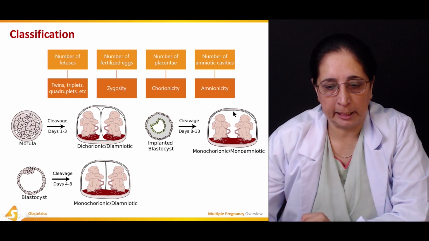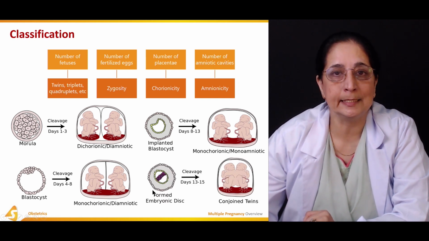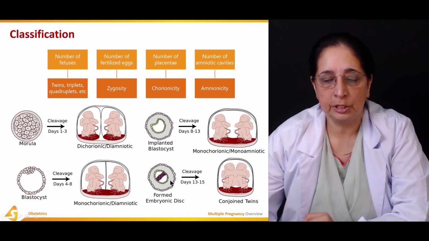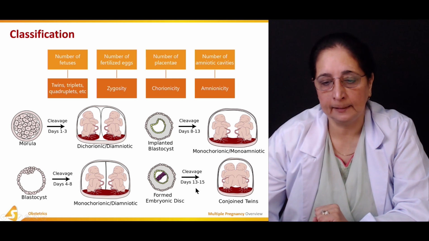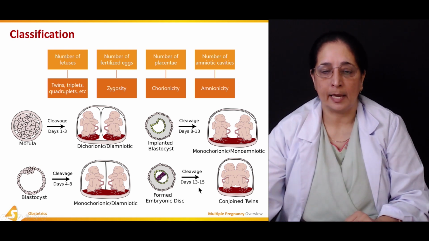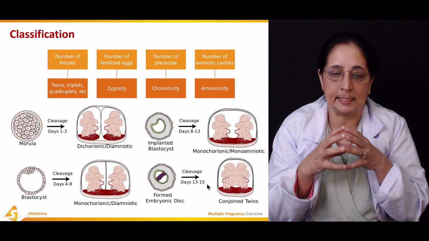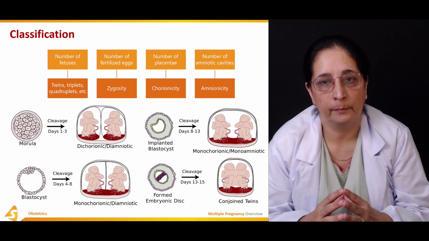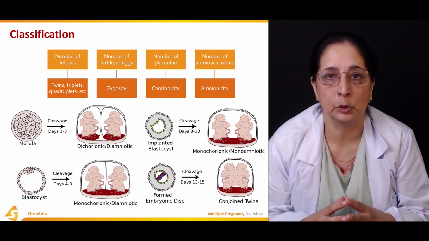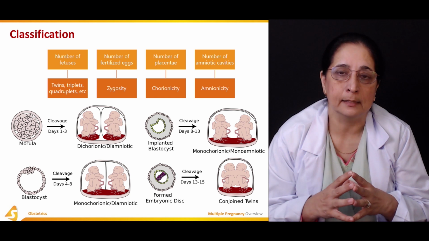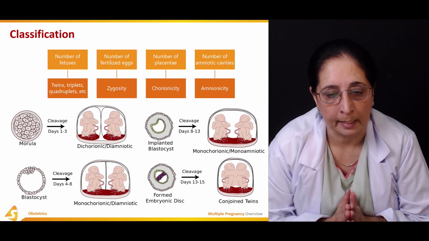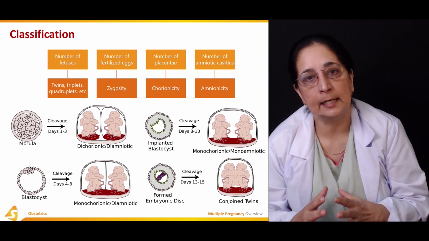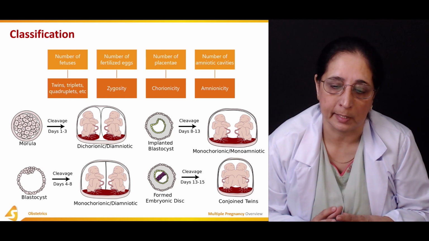Then in the fourth stage, once the embryonic disc is formed in the implanted blastocyst, which is about day 13 to 15, twinning that occurs because the embryonic disc is formed gives conjoined twins. Conjoined twins are twins which are joined together. They are not separate because the embryonic disc is formed and cleavage at this stage leads to conjoined twins.